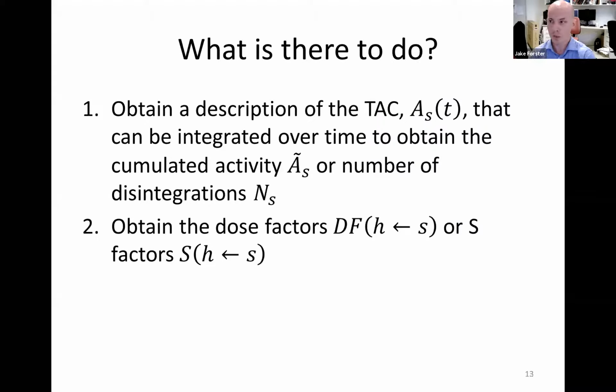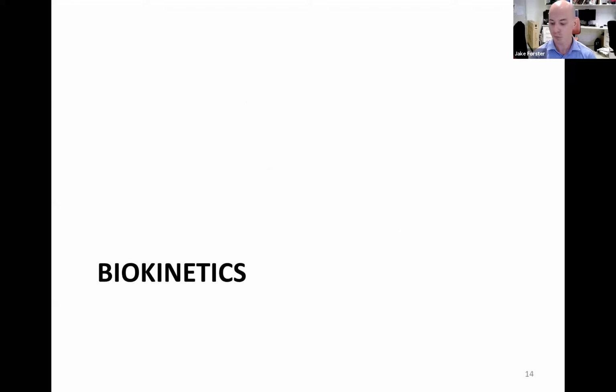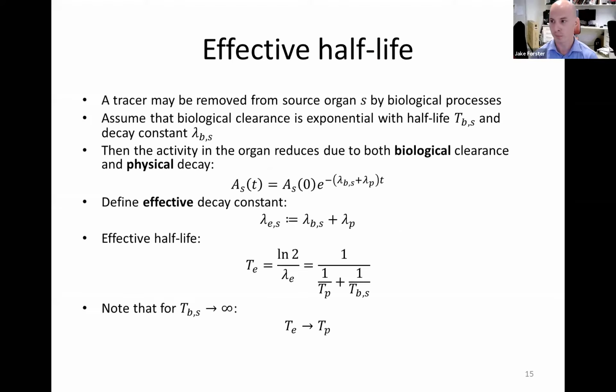So back to MIRD. What is there to do now that we have our formalism? So we really have two separate jobs. One of them is to obtain a description of the time activity curve that we can then integrate over time to obtain our cumulated activity, our total number of disintegrations. And the second job we have to do is obtain these dose factors, so this mean absorbed dose to a target organ H per disintegration in a source organ S. So that's our two separate jobs. So we'll start with the biokinetics, the first one.